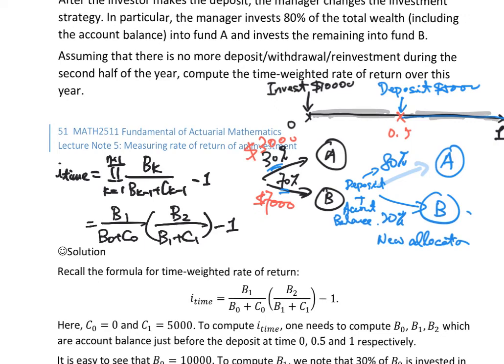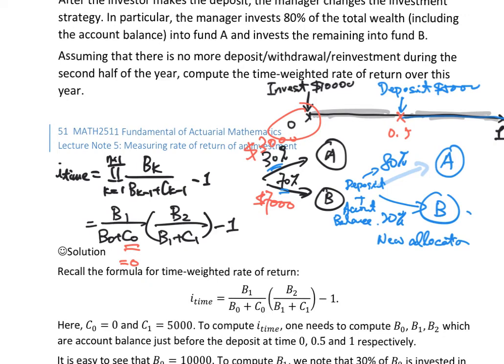Then again, just like the earlier cases, the only thing you have to do is get the numbers properly. First of all, let us start with C0 and C1, which are the amounts of the deposit and the withdrawal. That one is relaxing. For C0, definitely it will be equal to 0 because no deposit is made at time 0.